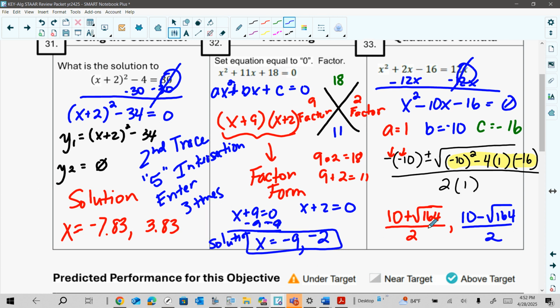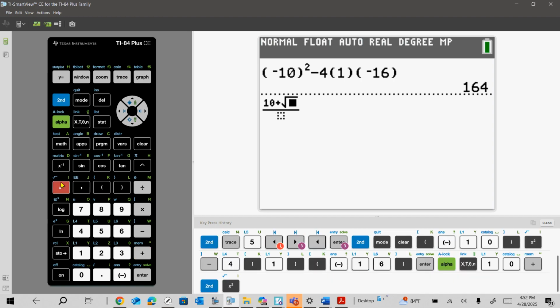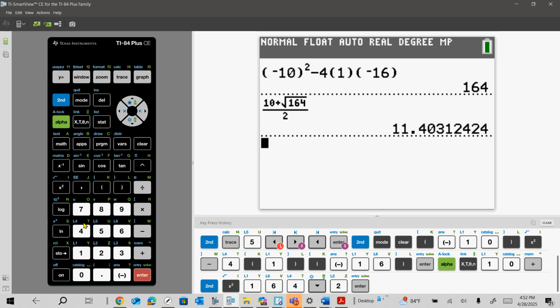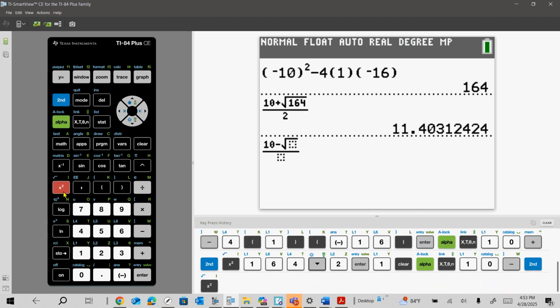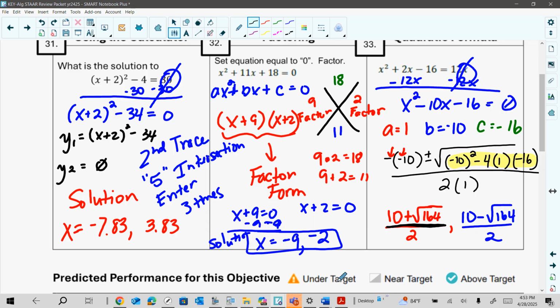So I'm going to go to my calculator. I can basically just use my fraction key, my fraction bar, to plug this in. So that's what you kind of saw before. So you do alpha x, we type in our 10, we do plus. With the square root, you have the second x squared, and then you have to do 164 on top, underneath, excuse me, and then underneath, at the bottom, we put in a 2, we hit enter, and we get the decimal answer. We're going to do the same thing for subtraction. So alpha x, 10 minus second x squared to get the square root button symbol, 164, and then 2, hit enter. And so here's our two answers, 11.403 and a negative 1.403. Oh, 3, sorry, there should be a 3.